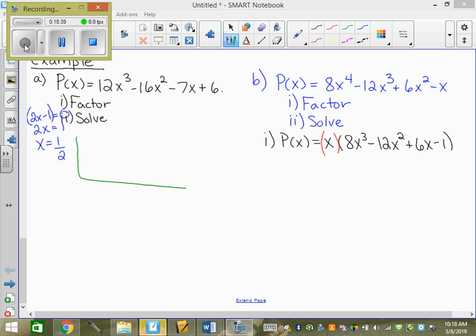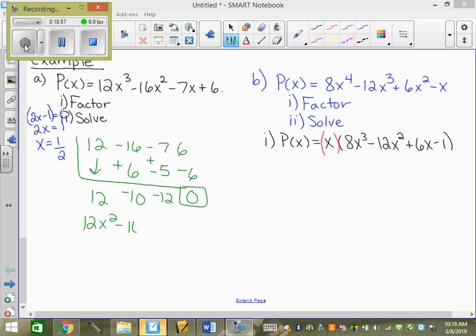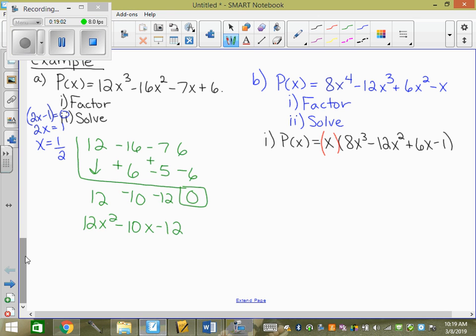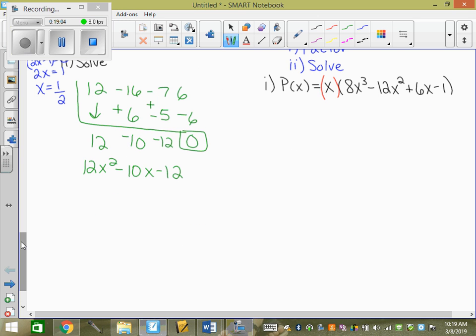We do the half. We get 12, minus 16, minus 7, and 6. Drop the 12. Half of 12 is 6, add negative 10, half of negative 10 is negative 5, add negative 12, negative 6, 0. 12x squared minus 10x minus 12. You can use that, or you can take a 2 out and knock it down.